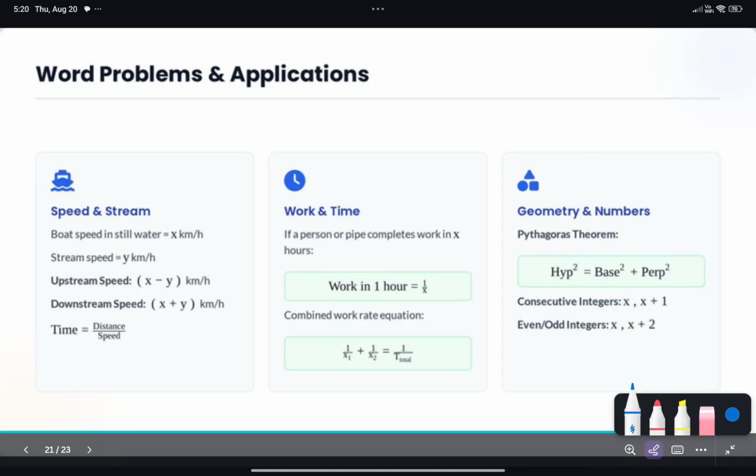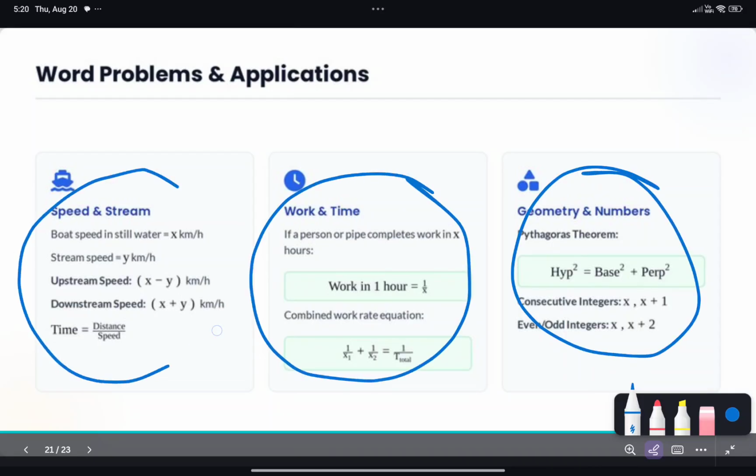In working problems, these formulas may be used. In the quadratic equation chapter, there are some working problems. You have to solve those questions. We must have an idea about all these formulas. No more doubt in that.